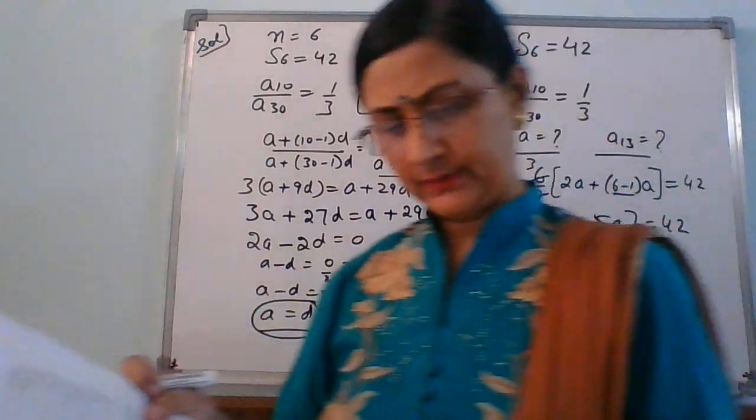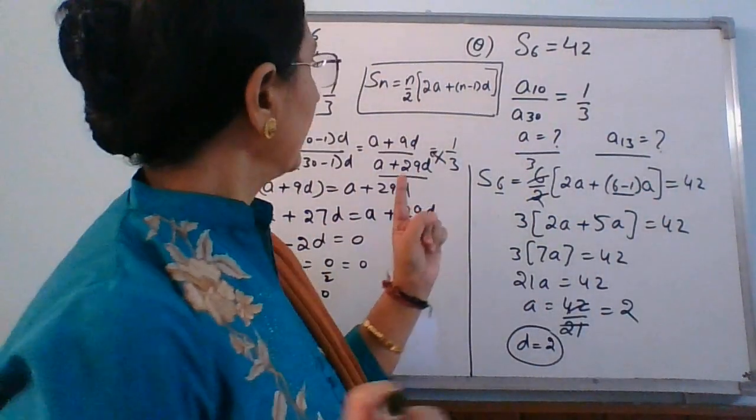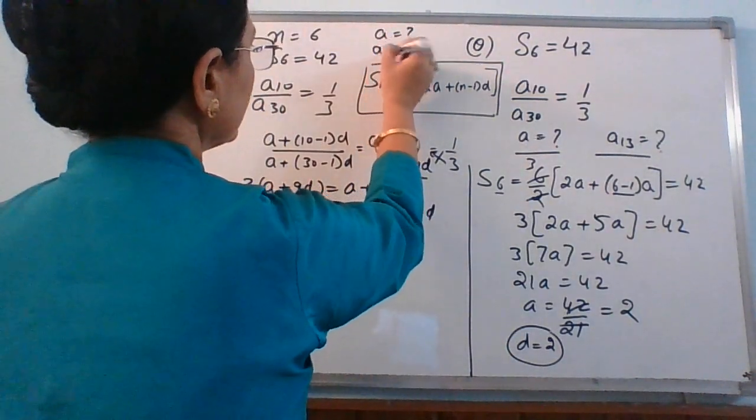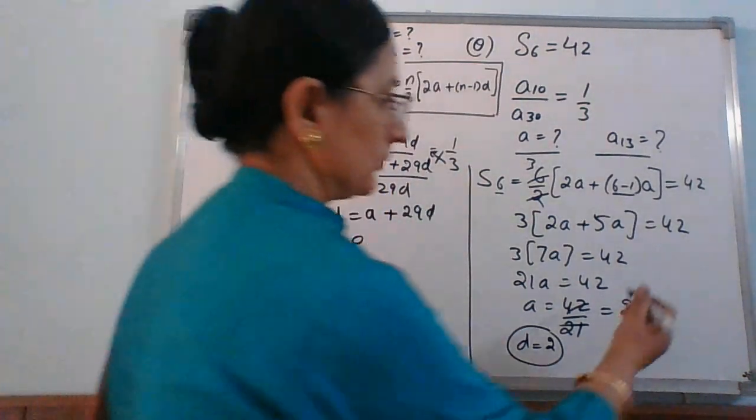Let us see what we have to find out in this question. The question was to calculate the first and the 13th term. This was the question. So the first term we have found to be 2. Let us find out the 13th term.